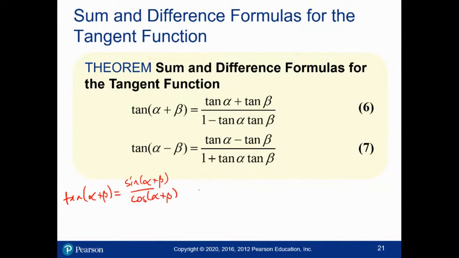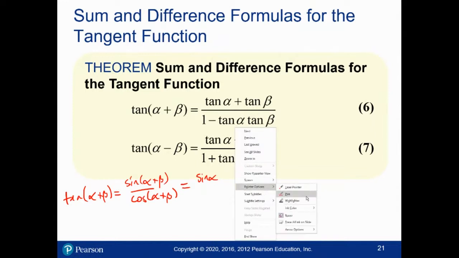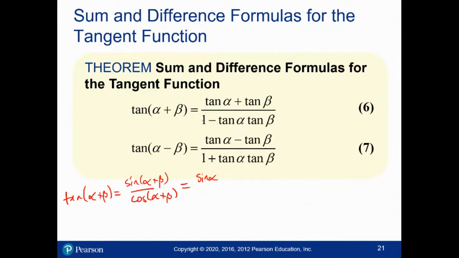And since we have some formulas for each of those, this is sine alpha cos beta. Let me erase some stuff so that it's actually correct. Sine alpha cos beta. I'm just applying the sum formula for sine. Sine alpha cos beta plus sine beta cos alpha. The sum formula for cosine is cos alpha cos beta minus sine alpha sine beta.